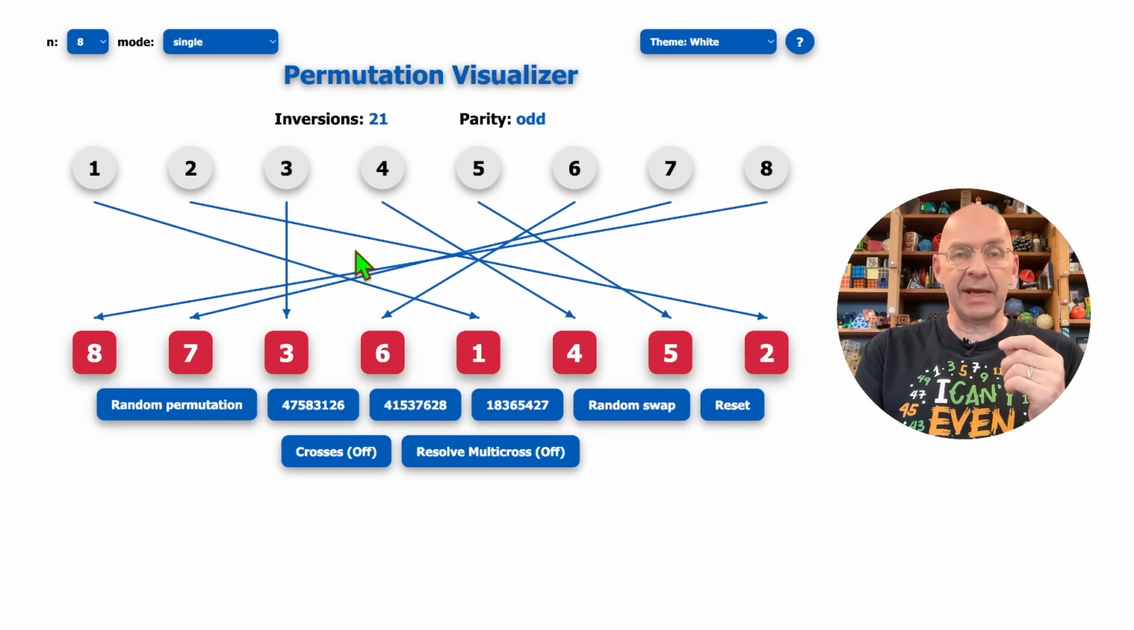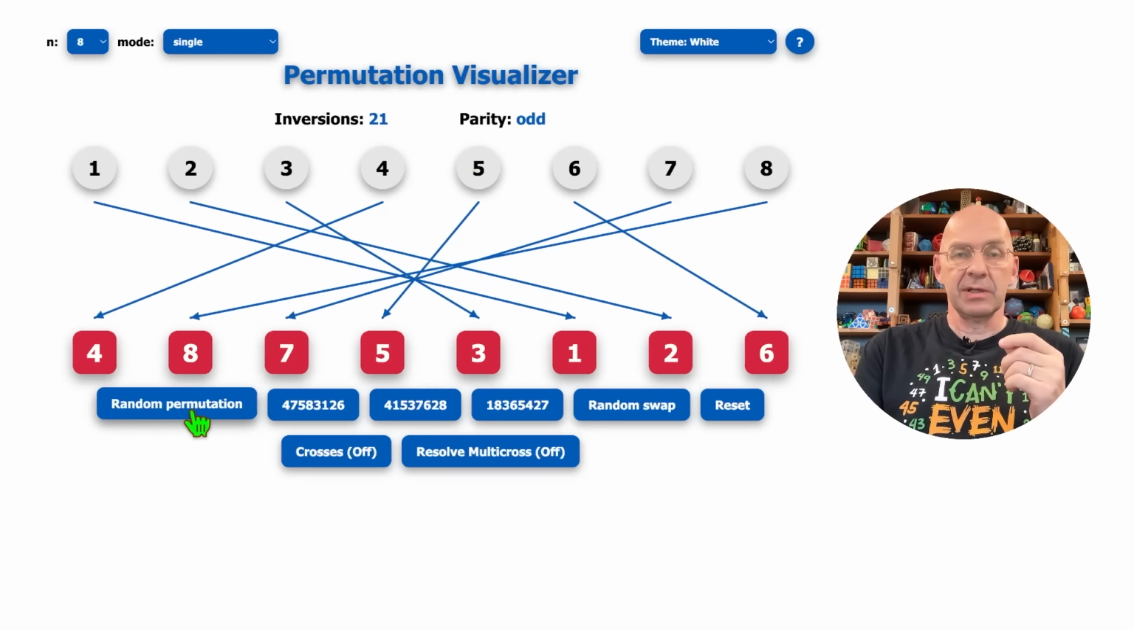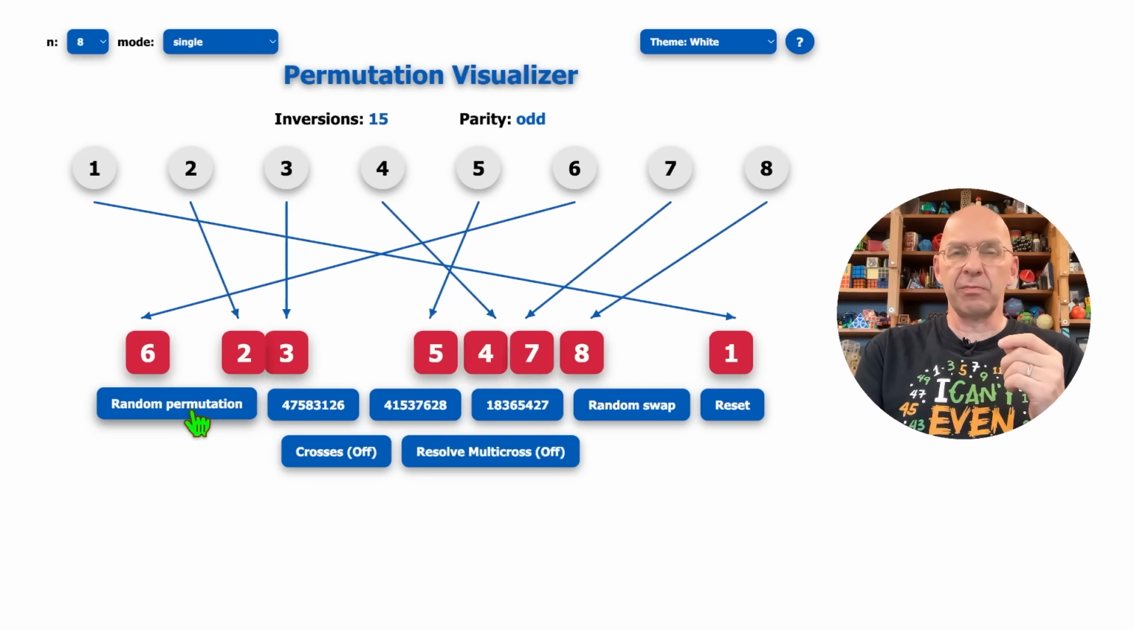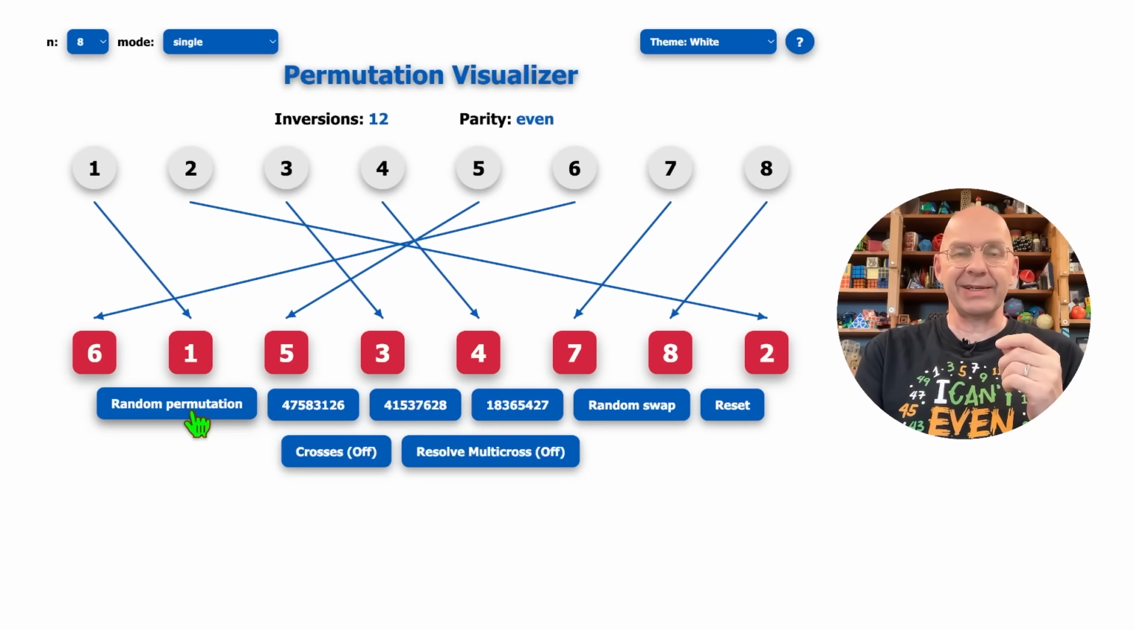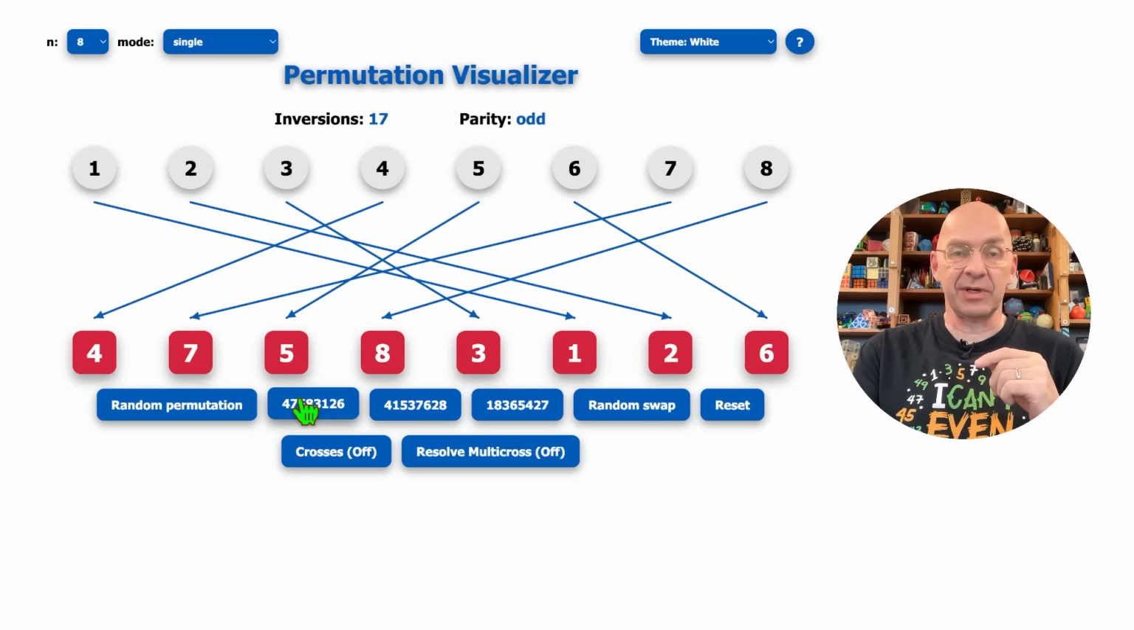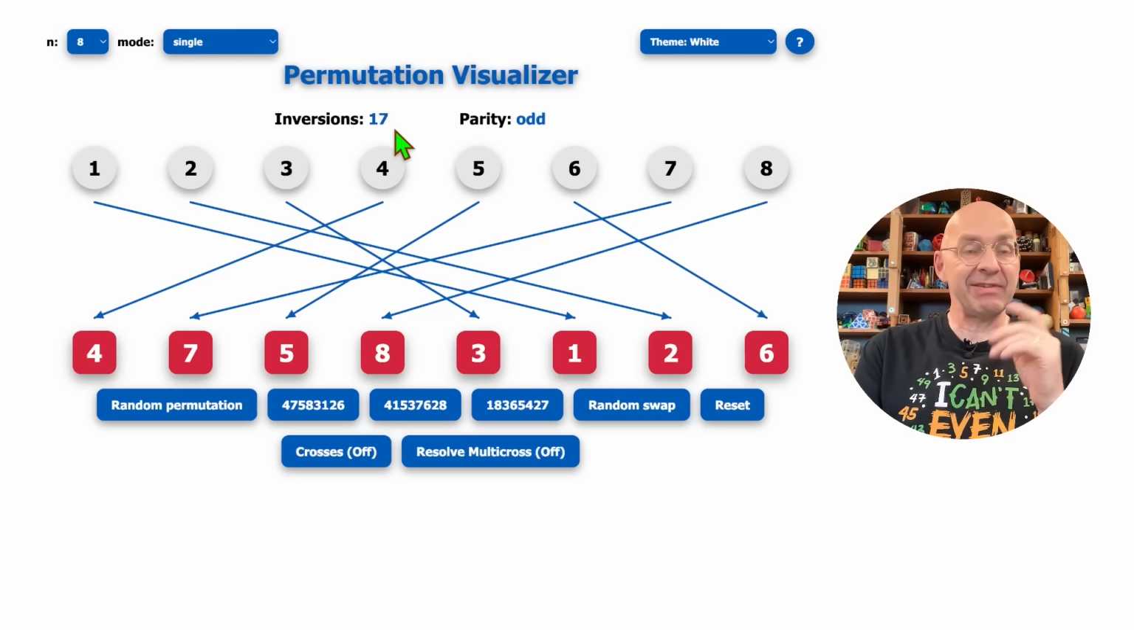That's a permutation, and its parity is odd. That's another one, that's another one. They're all odd permutations. There should be an even one somewhere here. Even permutation, great. So it's either odd or even parity. Odd or even permutation. Now why is this, for example, odd? Well, because it's got 17 inversions, and 17 is an odd number.